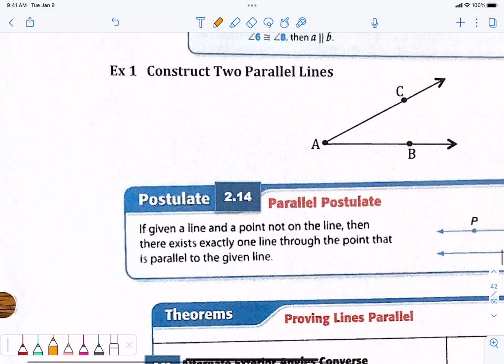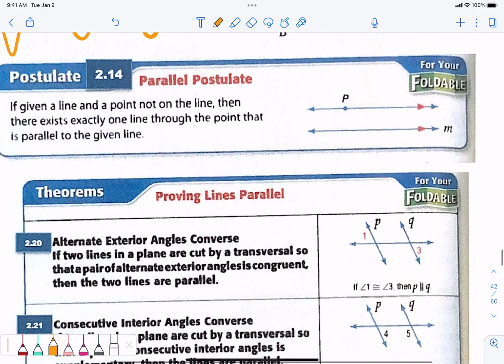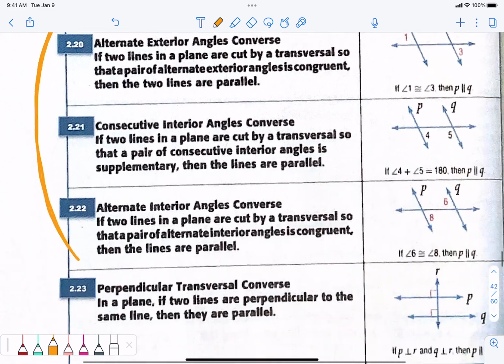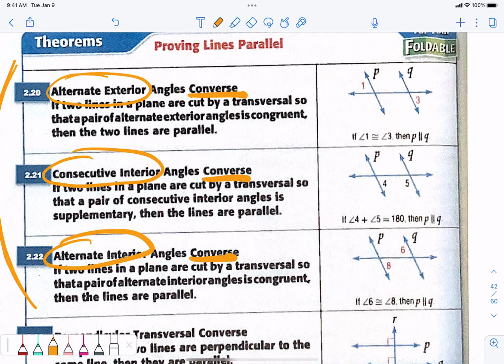All right, I'm going to go down here. Cross out example 1 because we're not going to do it. Let's go down here and talk about these three real quick. Then we'll go back and do the parallel postulate and the perpendicular postulate. So let's do these three: alternate exterior angles converse, consecutive interior converse, and alternate interior converse. We're going to write these down, but don't make a new line for them.